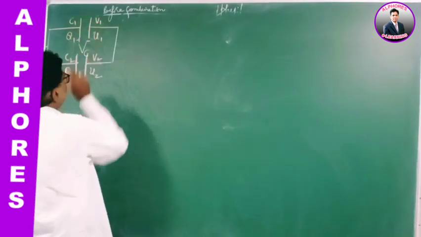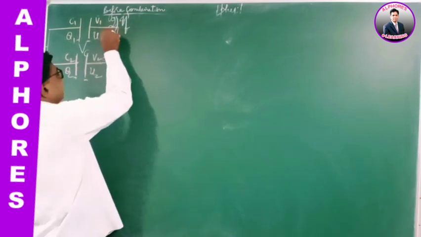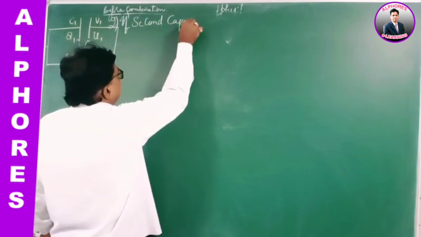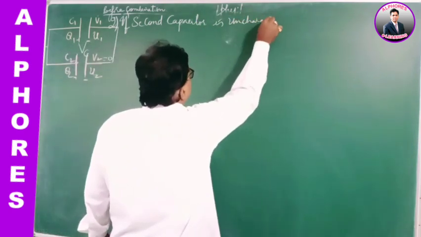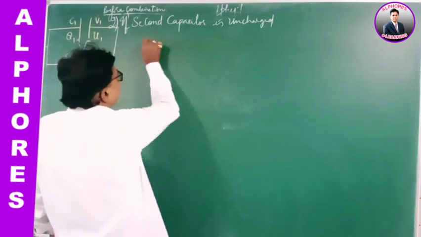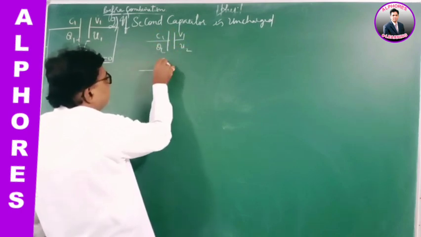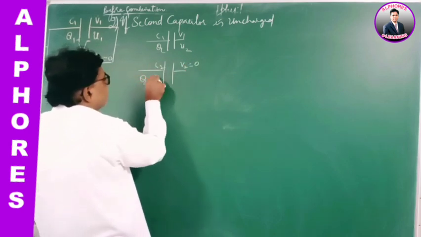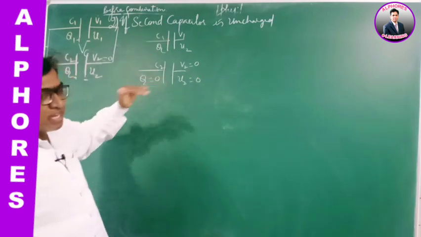Suppose the first one, V1, is existing and charged, but V2 is 0. In the second case, the second capacitor is uncharged. What do I mean by that? The first capacitor C1 is charged with V1, charge Q1, energy U1. But the second capacitor C2 has potential V2 = 0, charge Q2 = 0, energy U2 = 0. So using this capacitor I have to charge this.